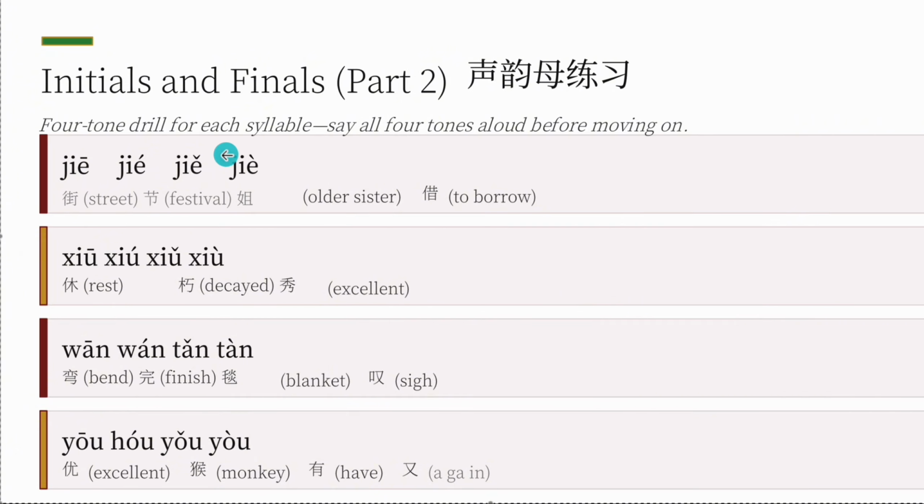The initials and finals combination. Jie, jie, jie, jie. Xiu, xiu, xiu, xiu. Wan, wan. Tan, tan. Yo, ho, yo, yo.